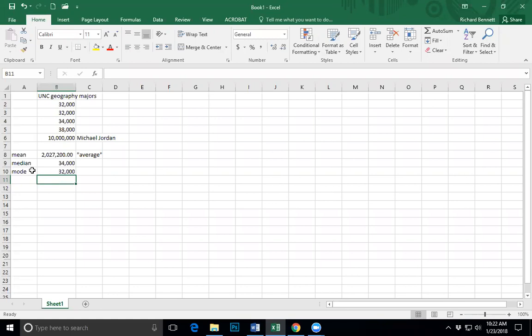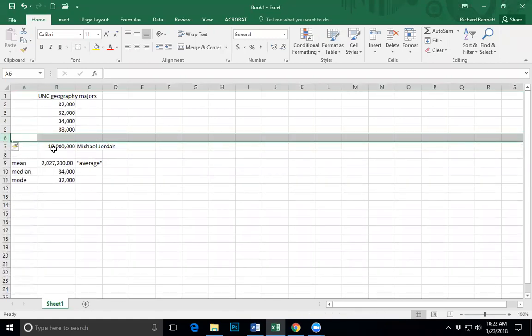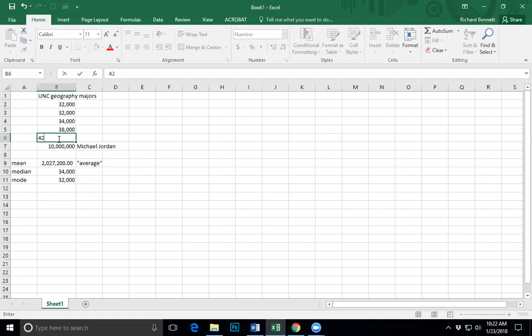Now let's throw a few little wrinkles into here. Let's pretend I added another person in here. I'm going to insert it so it's sorted. The sixth person makes $42,000 a year. Now my formula is not right anymore because I was dividing by 5, right?